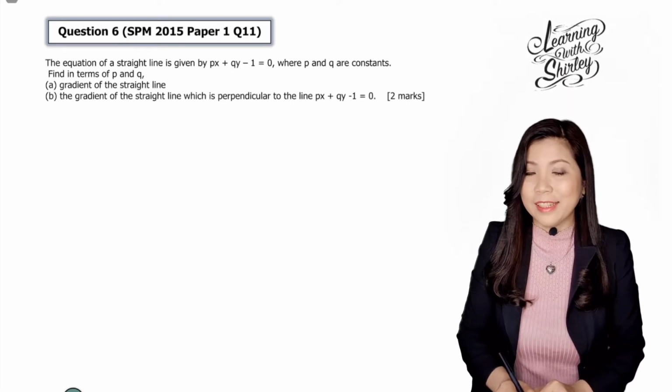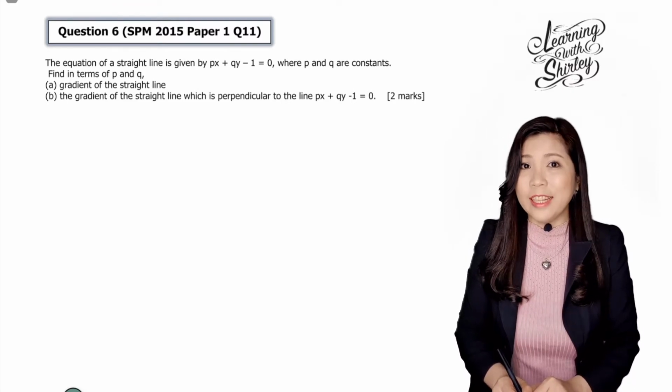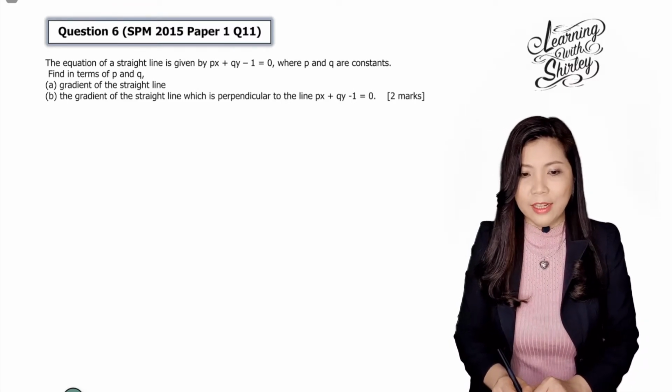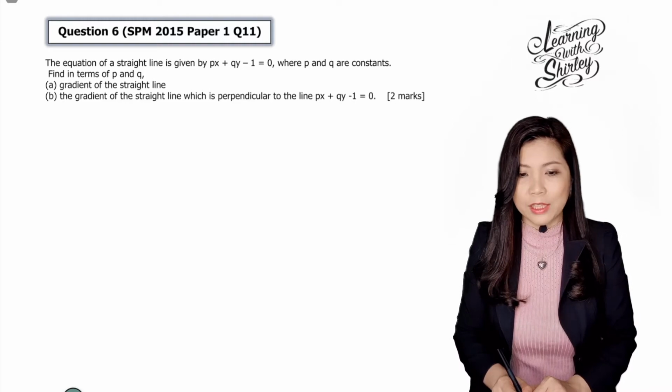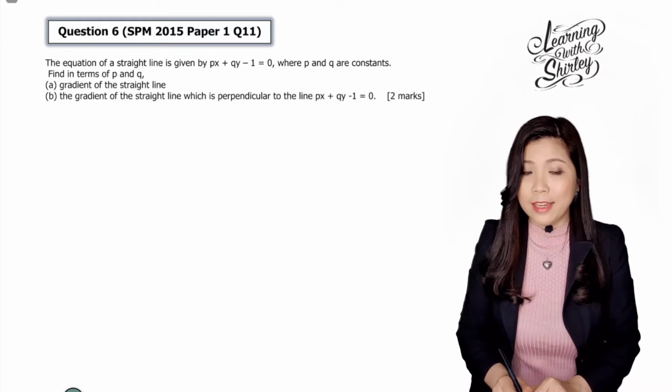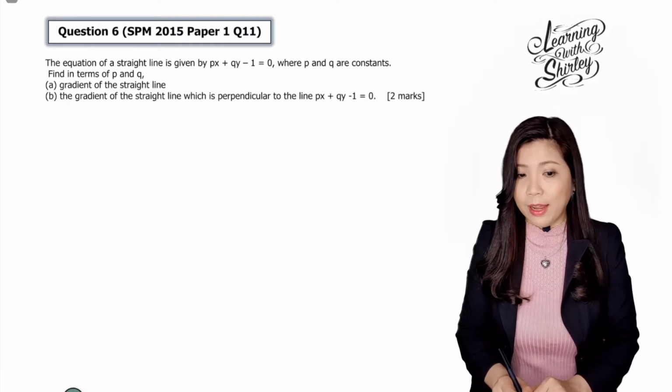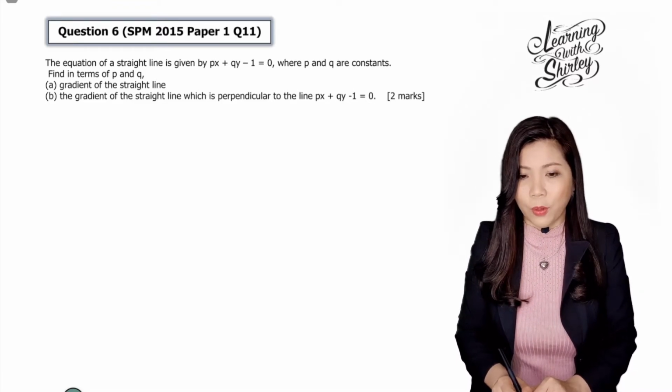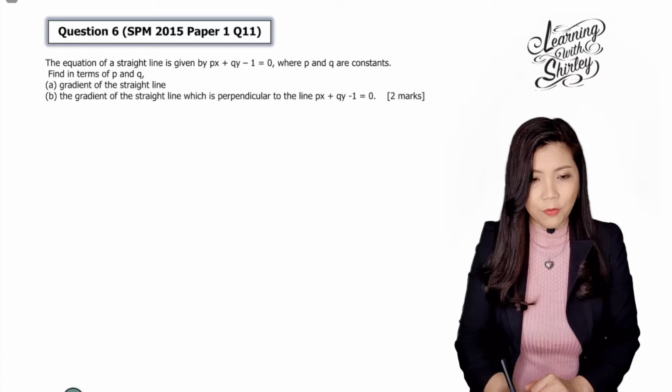Let's look at question number 6. This is SPM 2015, question 11. The equation of the straight line is given by px plus qy minus 1 equals 0, where p and q are constants. Find, in terms of p and q, a, the gradient of the straight line, and b, the gradient of the straight line which is perpendicular to the line px plus qy minus 1 equals 0. It's 2 marks. Let's solve for a first.